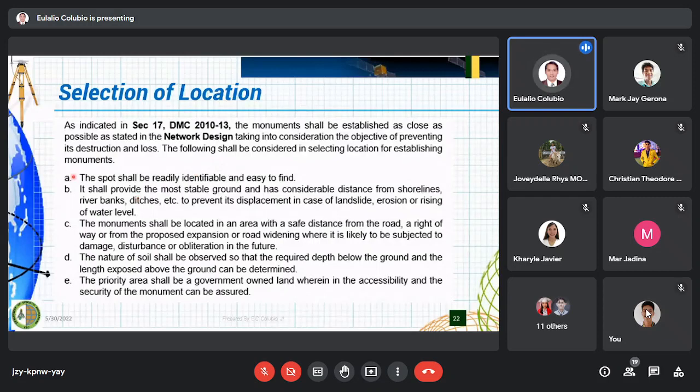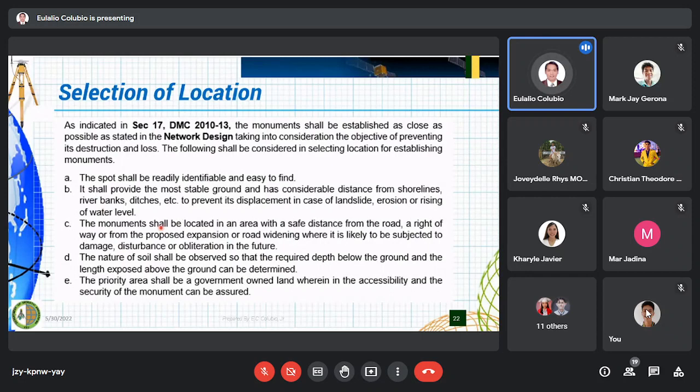The spot shall be readily identifiable and easy to find, number one. And it shall provide the most stable ground. The soil should be stable, with a considerable distance from shorelines, riverbanks, beaches, and dikes, to prevent displacement in case of landslide, erosion, and rising water level. So consider these.